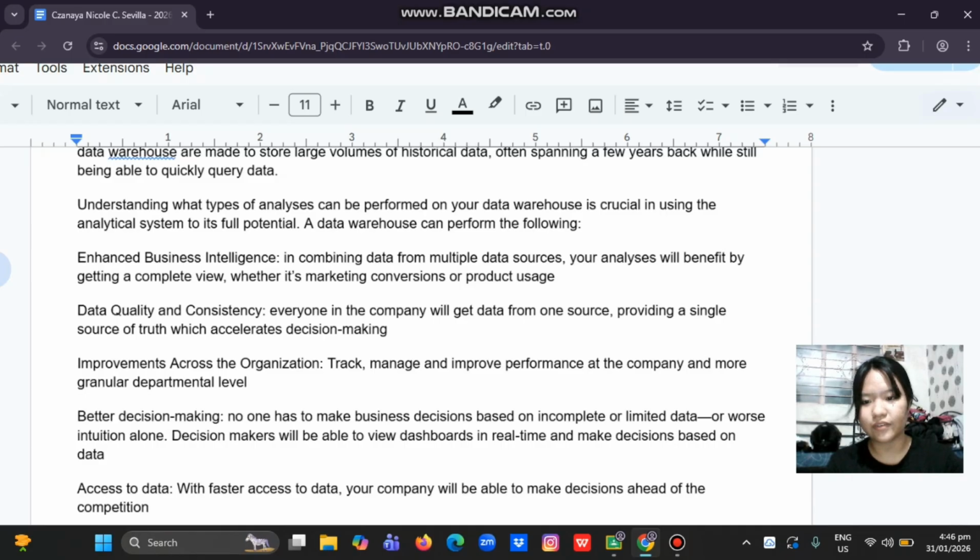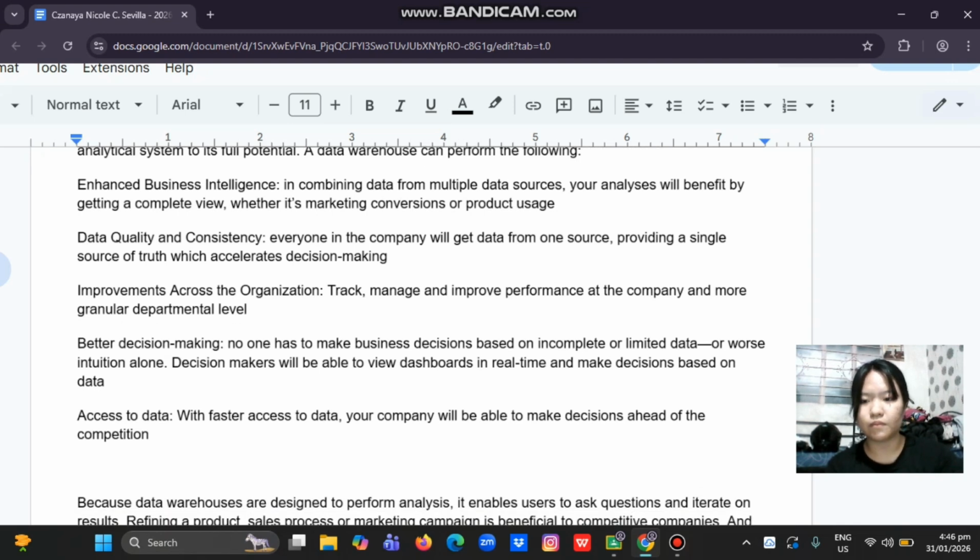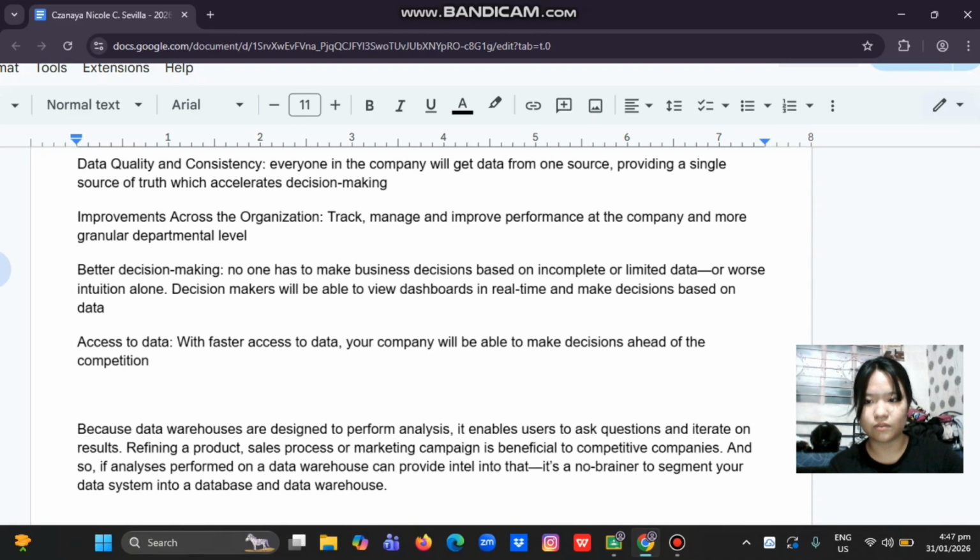Enhance business intelligence. In combining data from multiple data sources, your analysis will benefit by getting a complete view, whether it's marketing conversions or product usage. Data quality and consistency. Everyone in the company will get data from one source, providing a single source of truth, which accelerates decision making. Improvements across the organization. Track, manage, and improve performance at the company and more granular department level.